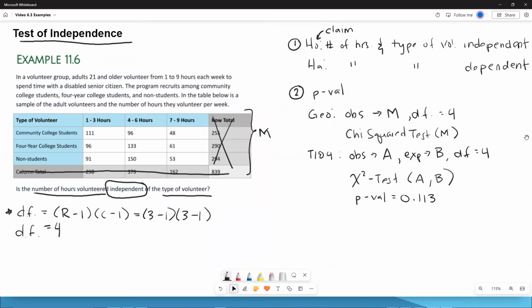Okay, let's go ahead and continue with our hypothesis test. Step 3, we compare our p-value to our alpha. And I don't see an alpha in this problem. It just says, is the number of hours volunteered independent of the type of volunteer. And we know that when we're missing an alpha, we assume that it's 0.05.